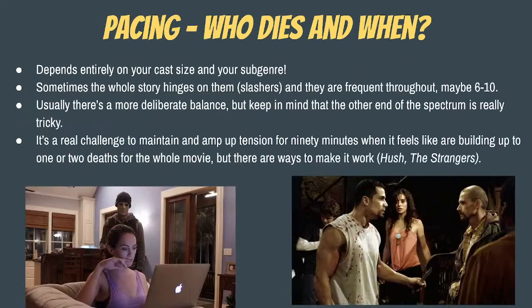Pacing. Who dies and when? Depends entirely on your cast size. Sometimes the whole story hinges on just a couple deaths. Like the first Saw movie only really has a couple deaths, but we do meet a couple one-off characters that we flash back to their deaths to learn more about the killer and why he's doing what he's doing.